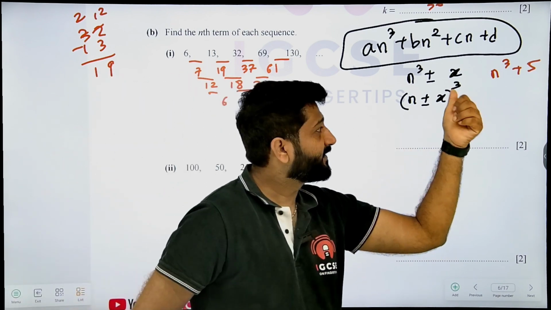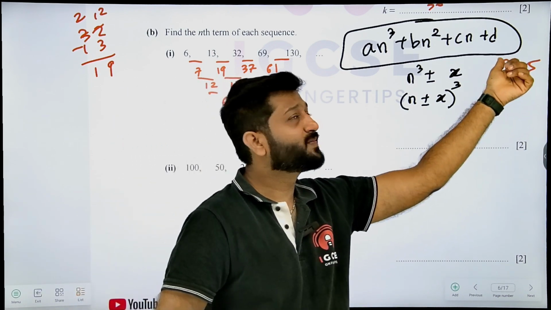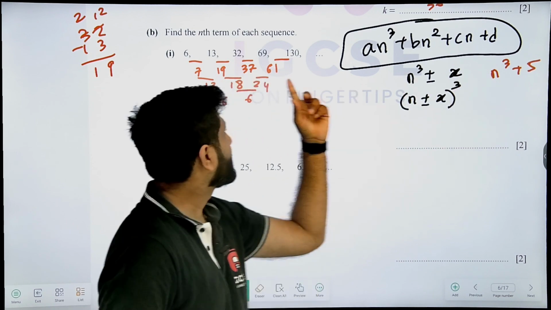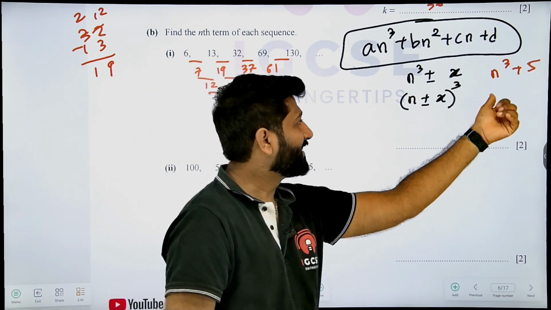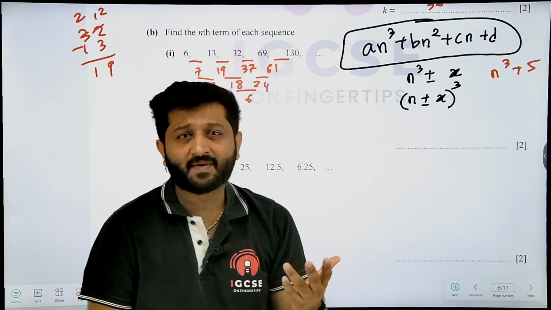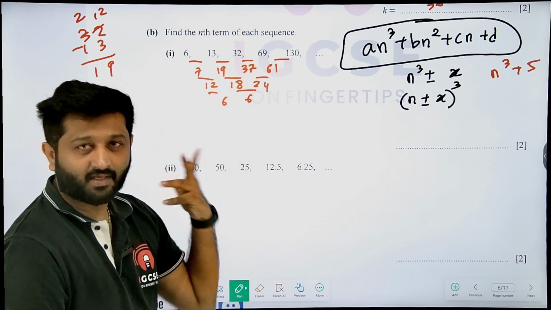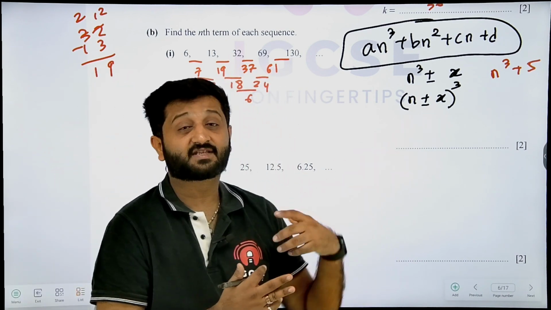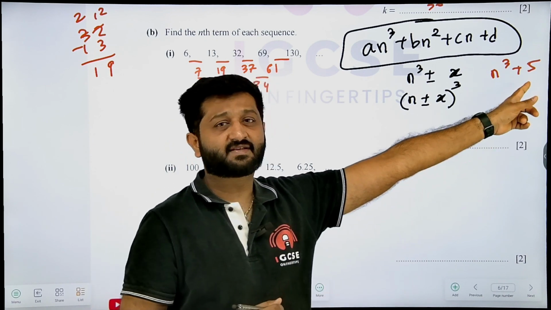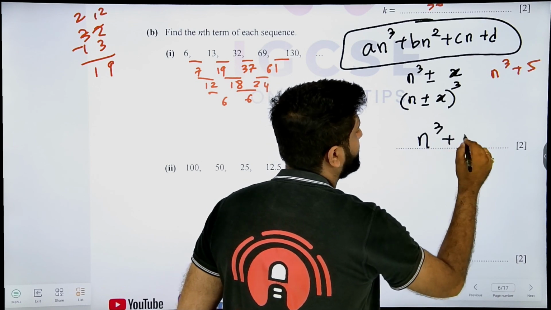So let me check whether this pattern is fitting over here or not. I have n equals 2. 2 cubed is 8. 8 plus 5 is 13. Yes, it is absolutely matching. Let me take n as 3. So 3 cubed is 27. 27 plus 5 is 32. Right? The fourth term is 4 cubed, which is 64. 64 plus 5 is 69. So this is nothing but n cubed plus 5.